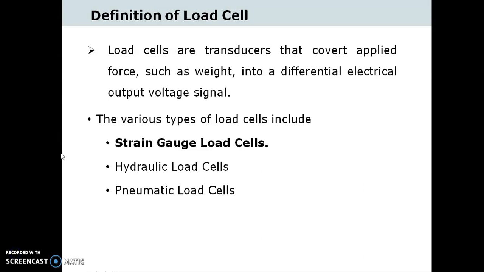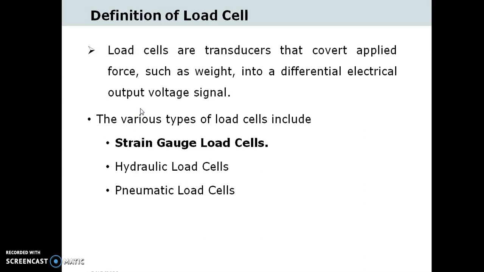Now let us define what is load cell. Load cells are the transducers that convert applied force such as a weight into a differential electrical output voltage. A load cell is an electromechanical device which is used for the measurement of weights. It converts the weight or the force into an electrical signal. It is mostly used in the industrial applications for the static and dynamic force measurement.